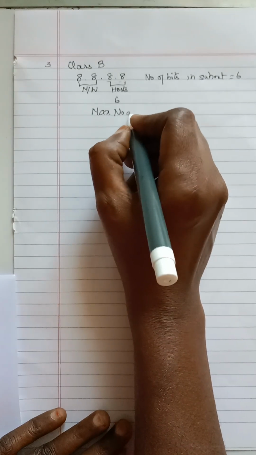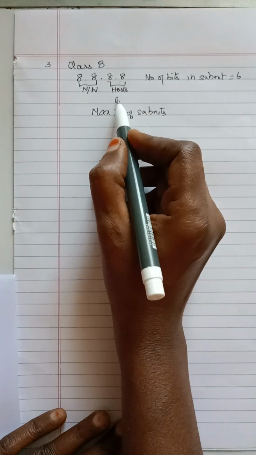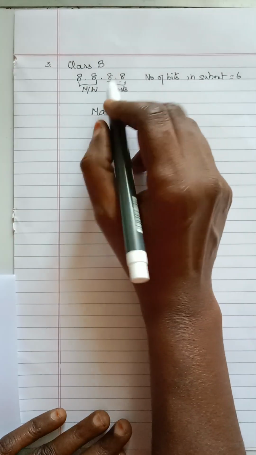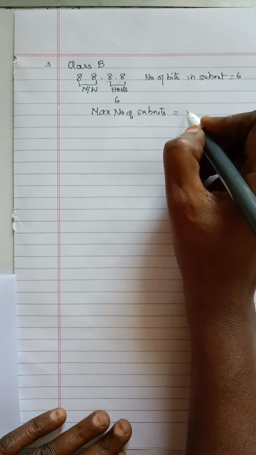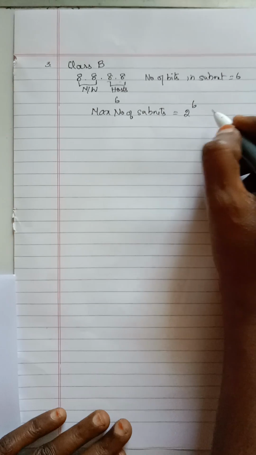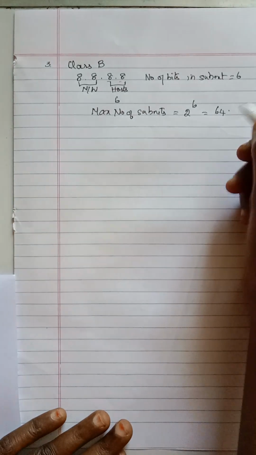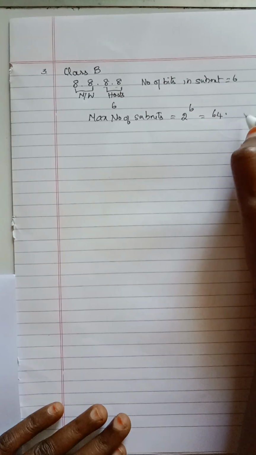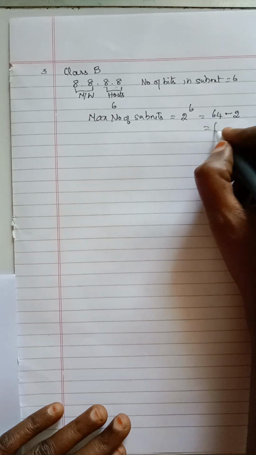Maximum number of subnets. So if 6 bits are used for the subnets, then how many subnets will be available? Because it is a binary value, so it can be 0 or 1. So the number of subnets will be 2 power 6. So what is 2 power 6? 2 power 6 is 64. But we cannot write 64 because we have to subtract 2 from it. That is 64 minus 2, which is 62.